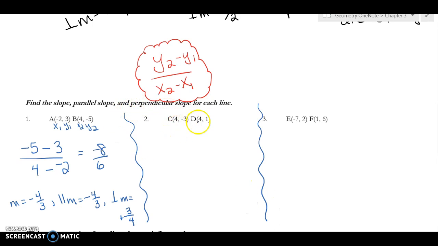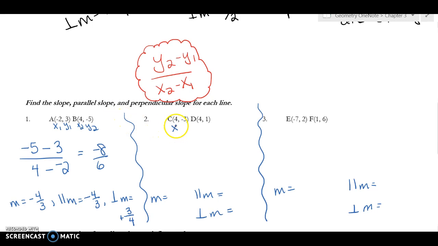So for the second one and the third one, I'd like you to try the same thing. I'd like you to find the slope and then see if you can find the parallel slope and the perpendicular slope for both of them. But again, first thing you do is you're going to label your points and then you're going to plug it into your equation. So when you think you have it, press play so that you can try it out and see how you did compared to mine.